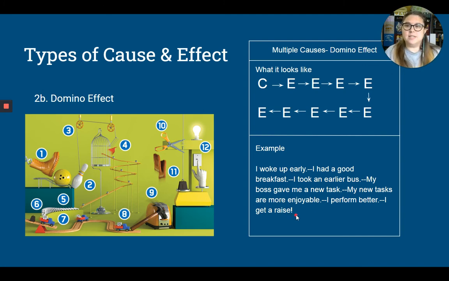So all of these things are dependent on one another. One would not happen without the others that are in existence. So that is our one cause that leads to multiple effects.